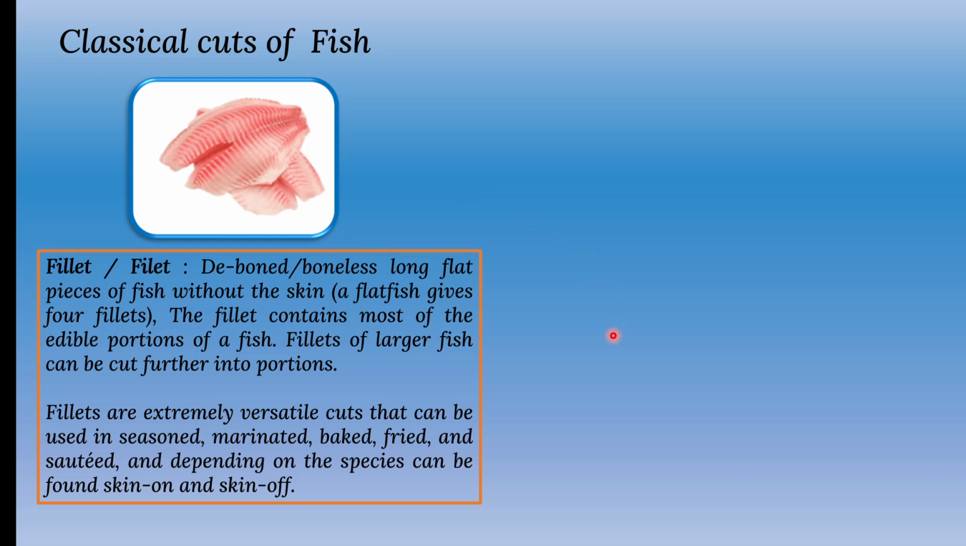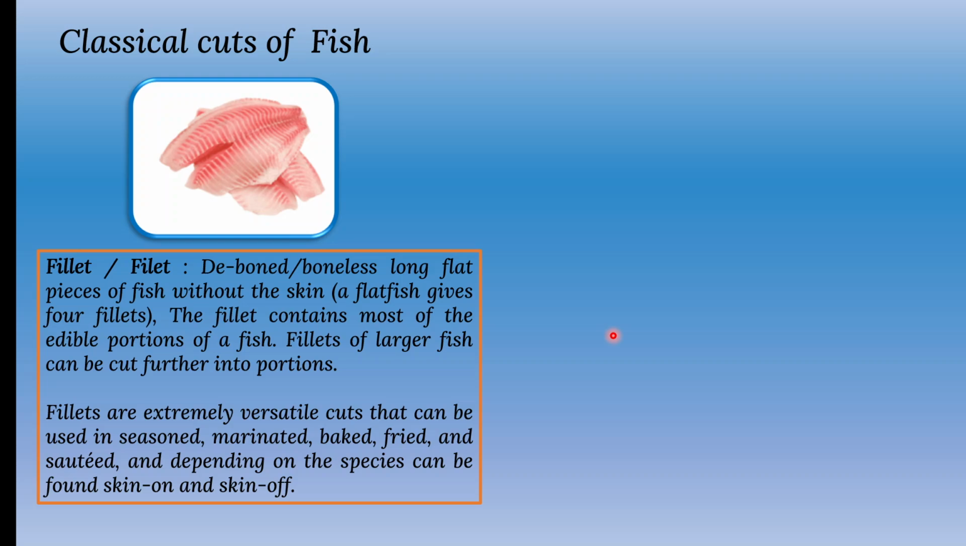Fillets are extremely versatile cuts that can be seasoned, marinated, baked, fried and sauteed. And depending on the species, it can be found skin on or skin off. In some cases we use the skin for a particular preparation. In some cases we remove the skin. So that is what is called the fillet. That means the side of a fish without the central bone is known as the fillet of fish.